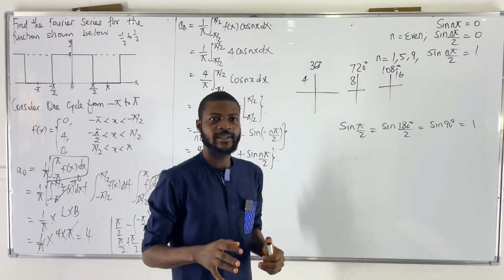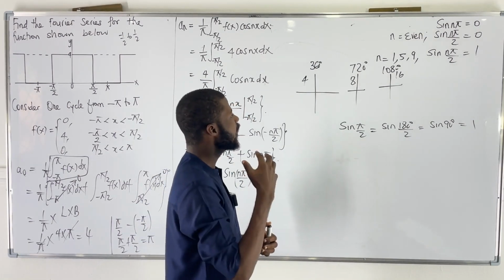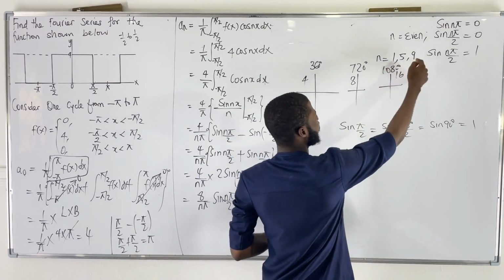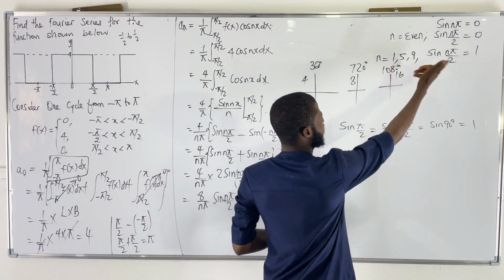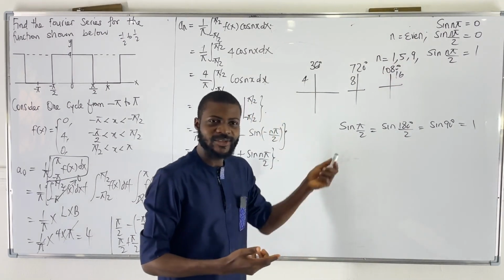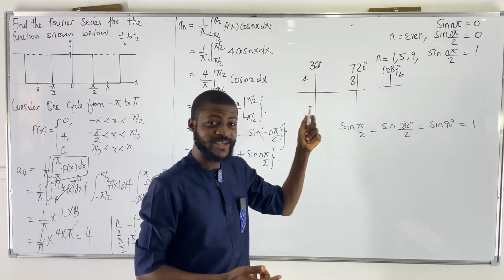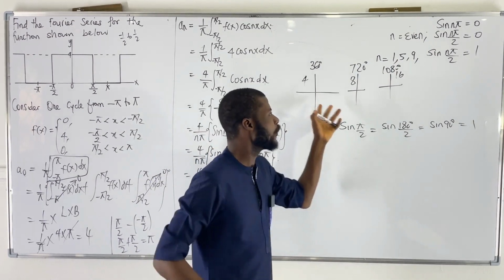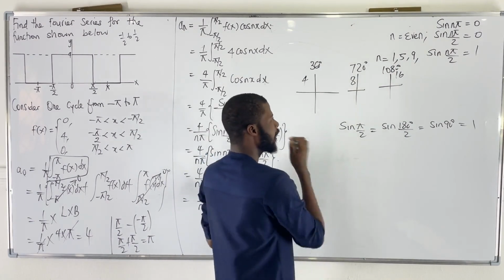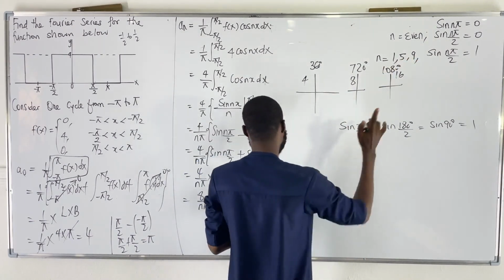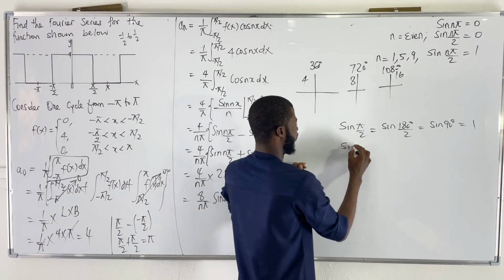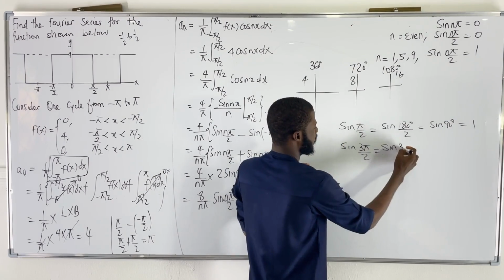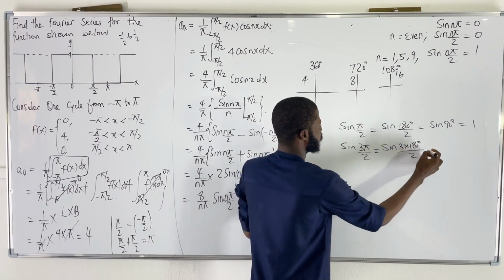So for the next one, if you notice, we're dealing with odd numbers here, but there's no 3. There's no 3 here. There's no 7 here. So that means I think those ones will be behaving much more differently. So let's see. Let me explain here. So when n is equal to 3, this will be sine 3 pi over 2. So this will be sine 3 times 180 degrees over 2.